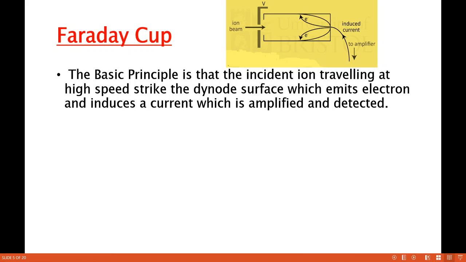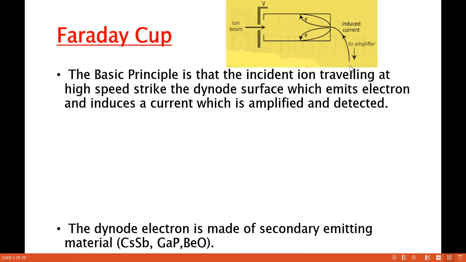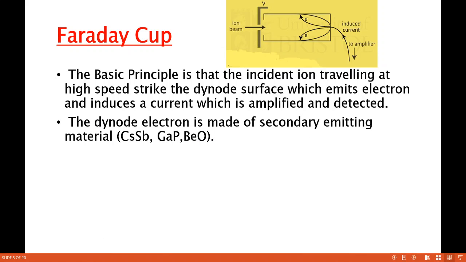Okay, the basic principle of this Faraday cup is that the incident ions, traveling at high speed, enter and strike the dynodes. This cup shape is the dynode. They strike the dynode surface which emits electrons. When the electrons are emitted, the induced current is amplified and detected. Okay, this is the Faraday cup.